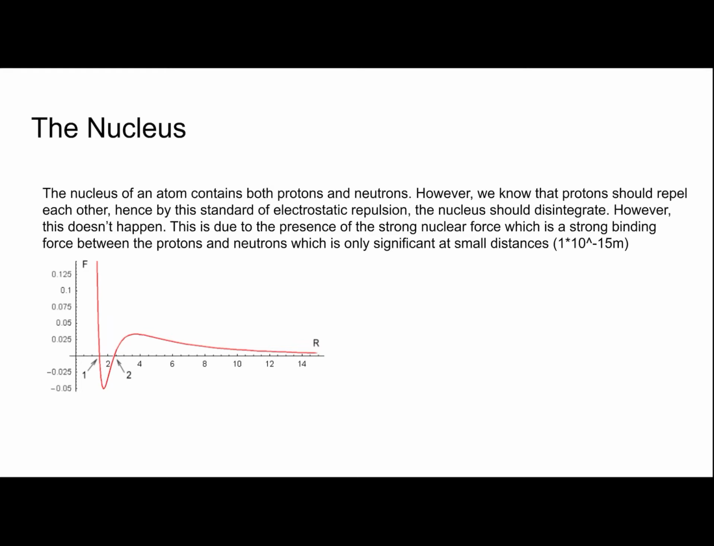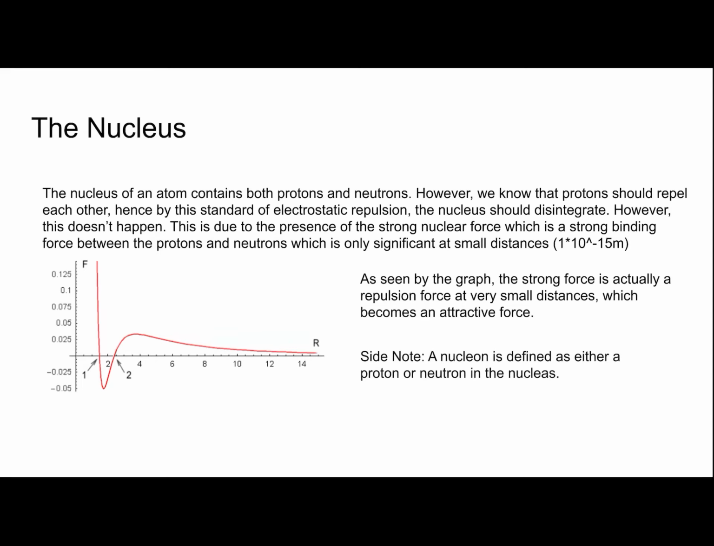Alright, so here's a graph of the strong nuclear force with distance. As you can see, when it's above the x-axis, it's actually a repulsion force, but at that small distance where it's below the x-axis, that is when it's an attraction force. So it's a very strong attraction force that can overcome the electrostatic repulsion.